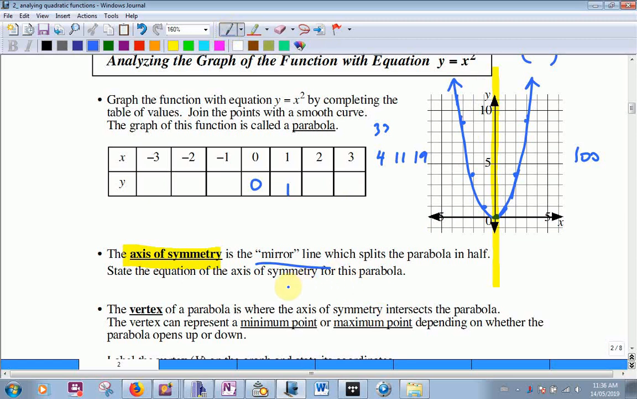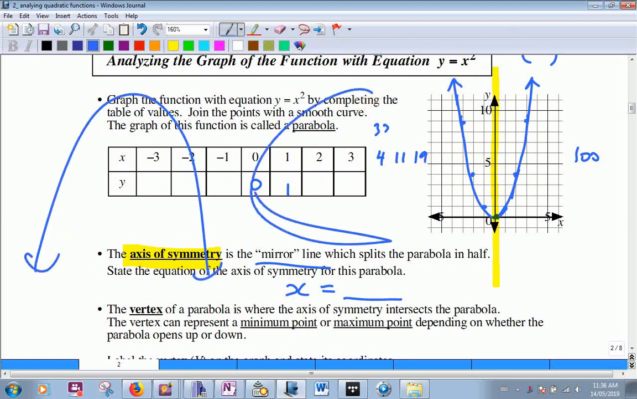These are always in the form x is something. Because the only parabolas you're going to get in grade 11, they're going to look like that, or they're going to look like this, okay? They're not going to be any on their side. So every one, this has an axis of symmetry. That's where the left side looks like the right side.